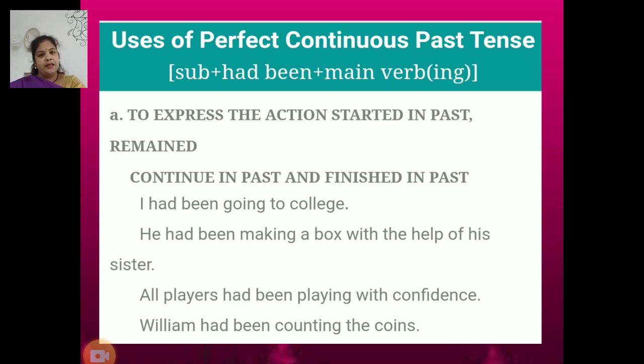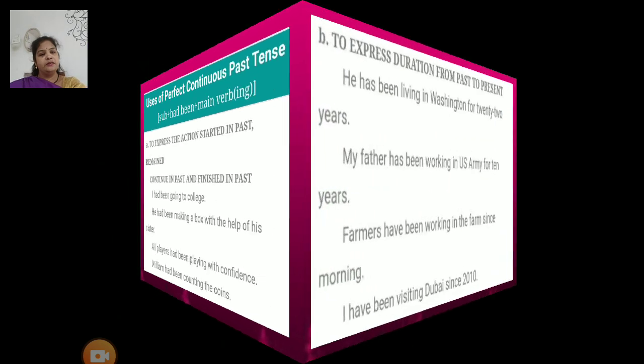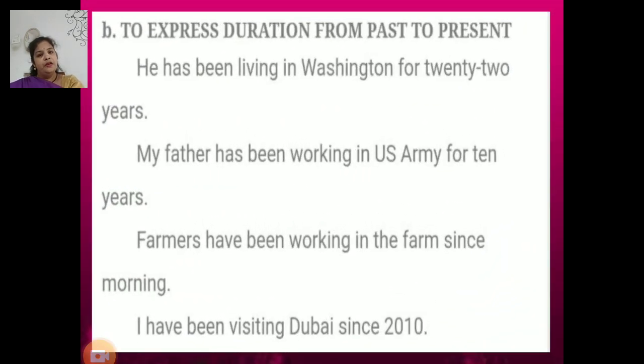Let's study these examples. I had been going to college. He had been making a box with the help of his sister. All players had been playing with confidence. William had been collecting the coins. We use past perfect continuous tense to express duration from past to present.